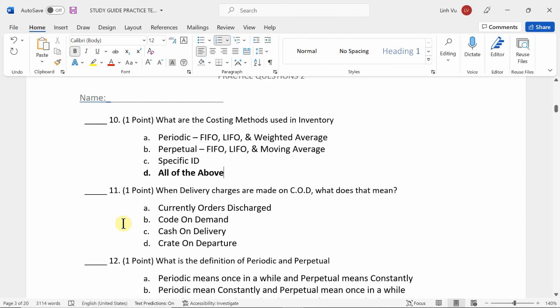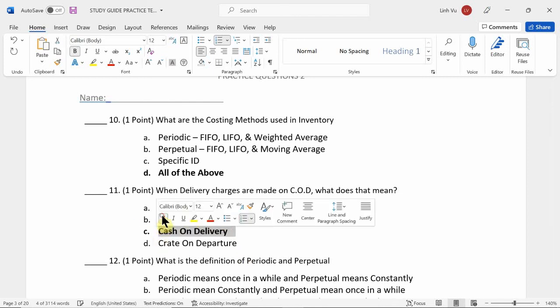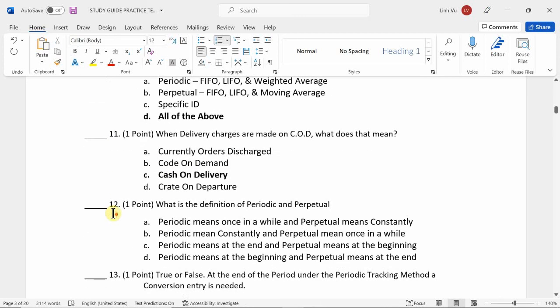All right, number 11. Okay, when delivery charges are made on COD, what does that mean? C. Cash on delivery. Good. You do need to know that part too, because you may see it on the exam. Okay, everything's fair game. Number 12. Okay, what is the definition of periodic and perpetual?